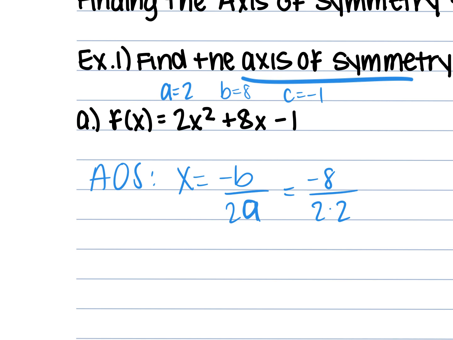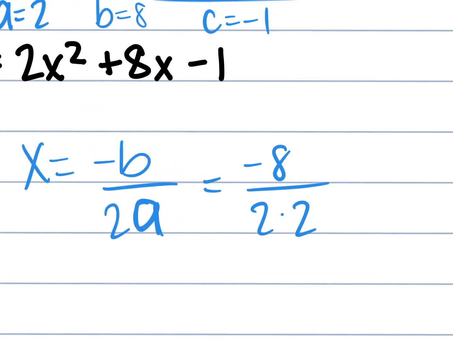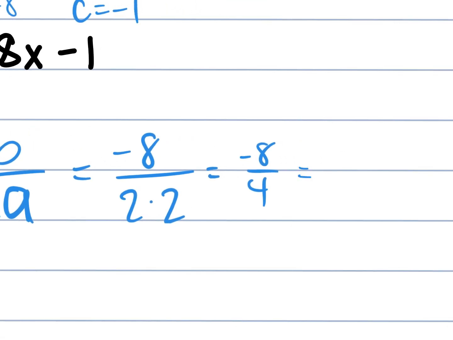Oh, I got it. We got it? Yeah. Okay. Now it just becomes a matter of solving this fraction. What is 2 times 2? 4. Okay, so what's negative 8 divided by 4? Negative 2. It's negative 2.